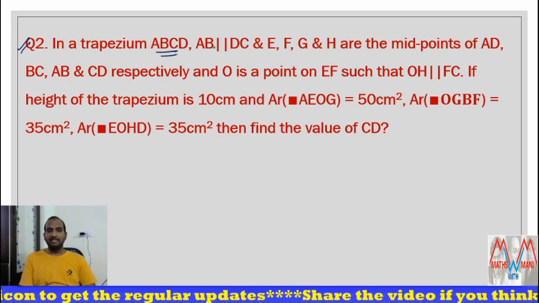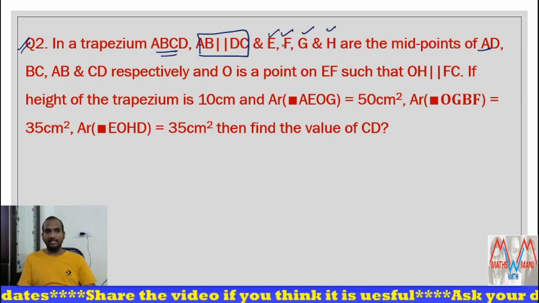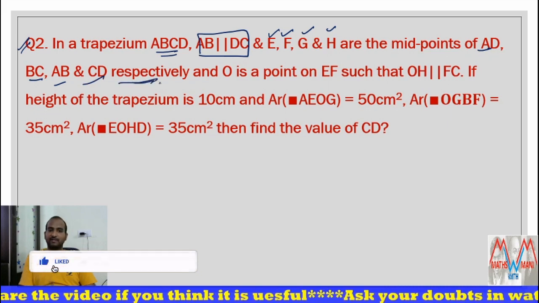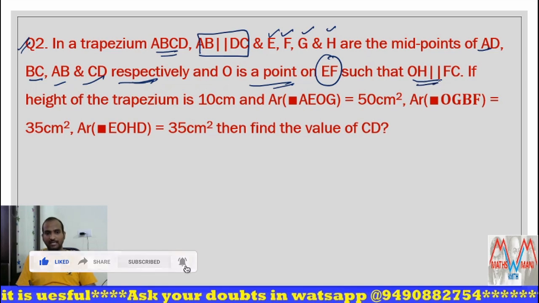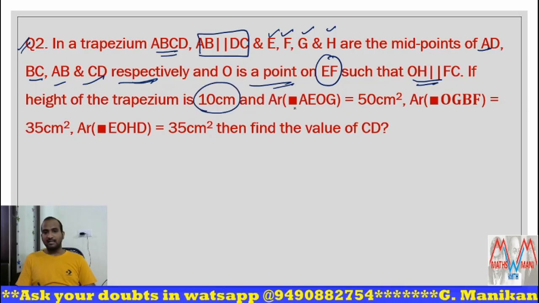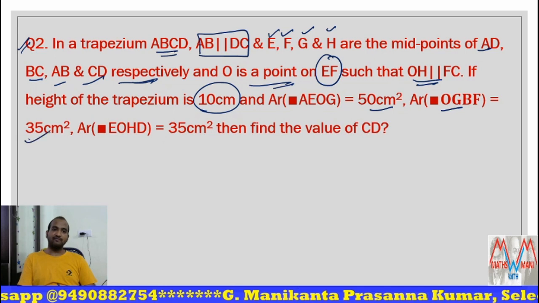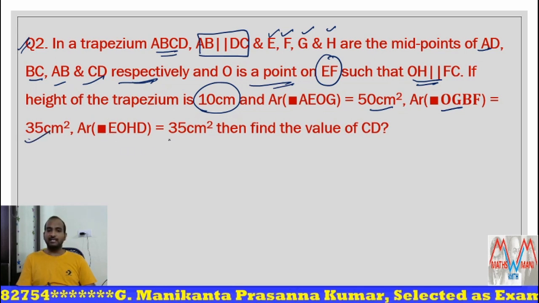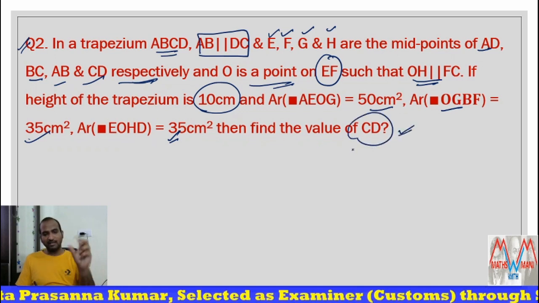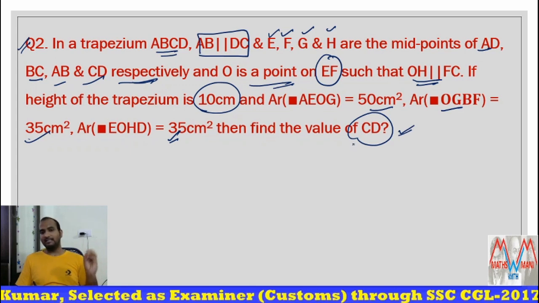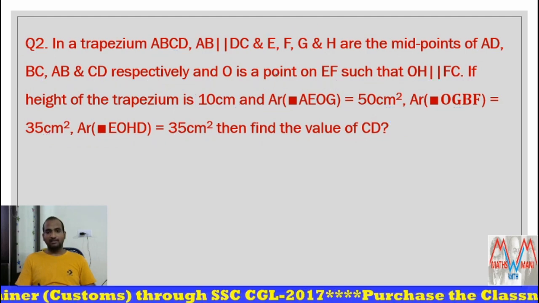In a trapezium ABCD, AB is parallel to DC and E, F, G and H are the midpoints of AD, BC, AB and CD respectively, and O is a point on EF such that OH is parallel to FC. If the height of the trapezium is 10, the area of quadrilateral AEOG is 50, the area of quadrilateral OGBF is 35 and the area of quadrilateral EOHD is also 35, then find the value of CD. Okay, so first you have to draw the diagram based on the given things. Next you have to solve it. Please take a screenshot of this and solve it.